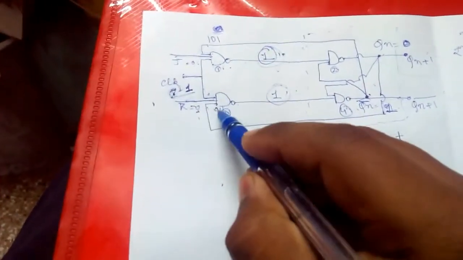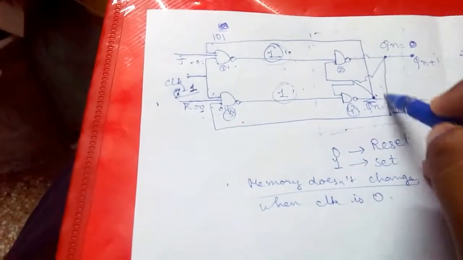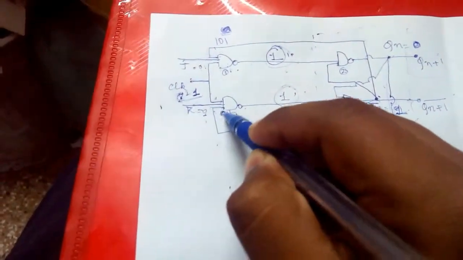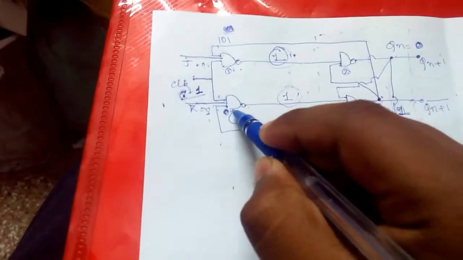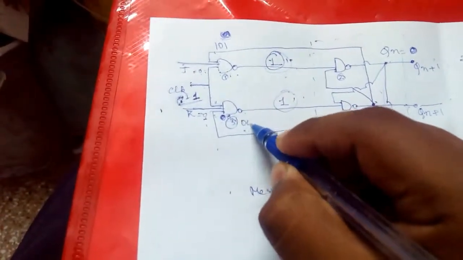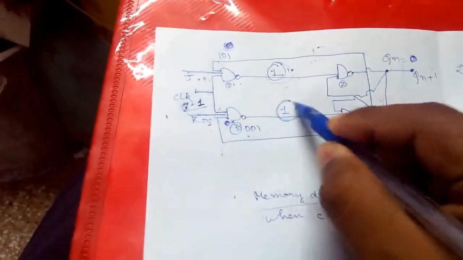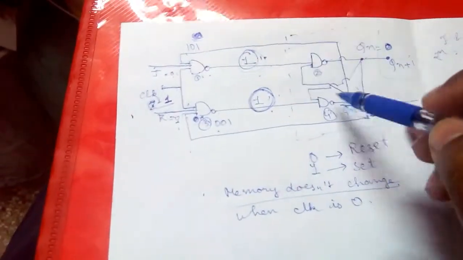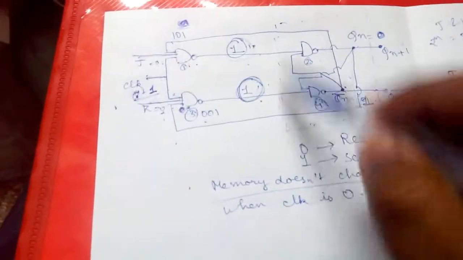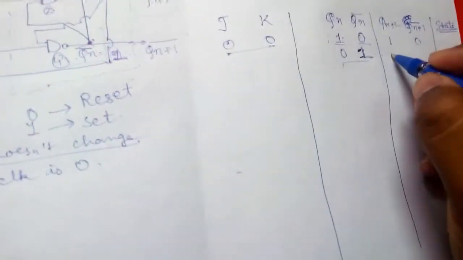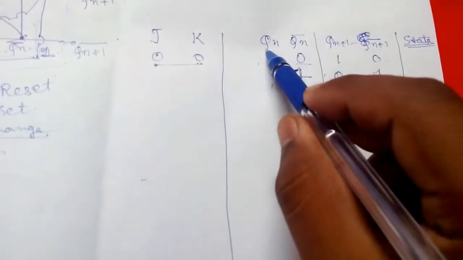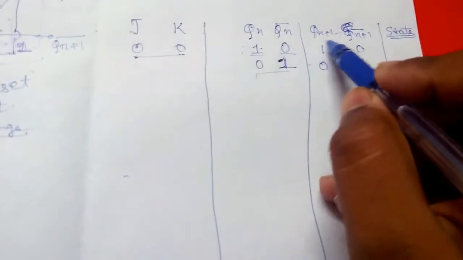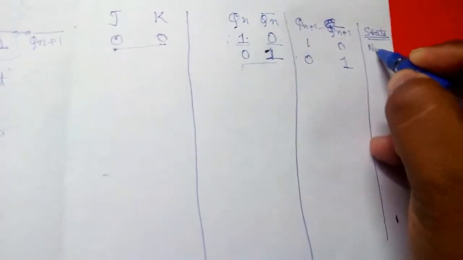Similarly for K, Q would be 0 and clock pulse 1, therefore the new outcome would be 0 0 1, and again the outcome would be 1. Gates 2 and 4 are in active low condition, therefore no change, and the output remains the same, 0 1. Now as you can see, Qn and Qn dash are equal to Qn plus 1 and Qn dash plus 1, therefore we can say that the state is at no change.